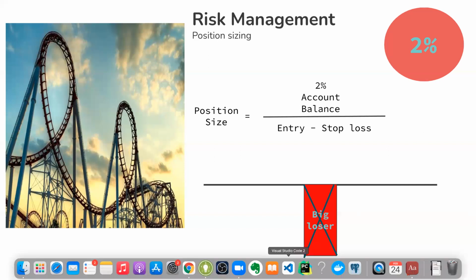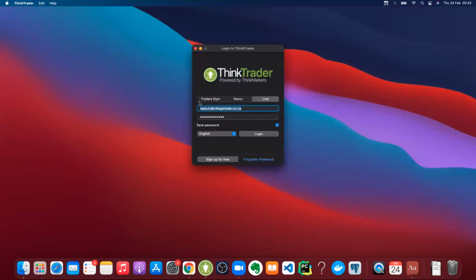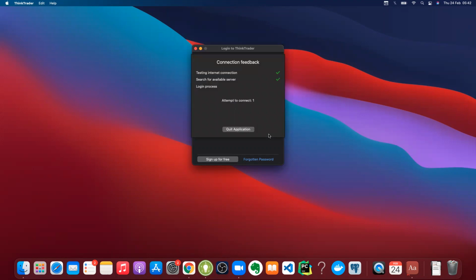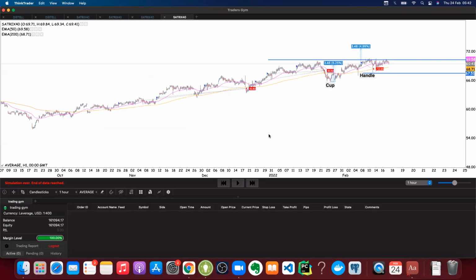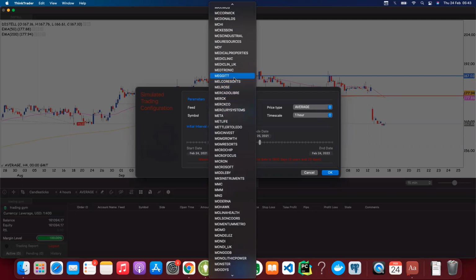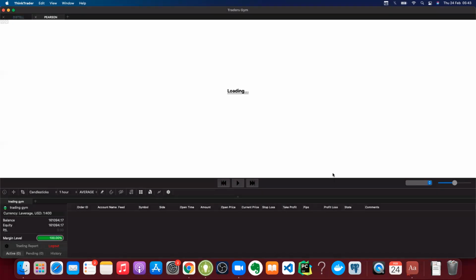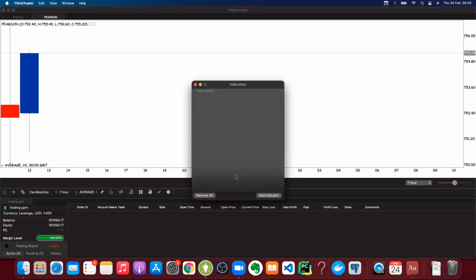Cool. So let us go to the trader's gym. Let me close this off and log into my gym. Right, so let's get rid of all of these. I am going to pick a random stock. Do you want to help me pick? Let's go with Pearson. We're going to work on an hourly chart. That's fine. Let me pull my moving averages.